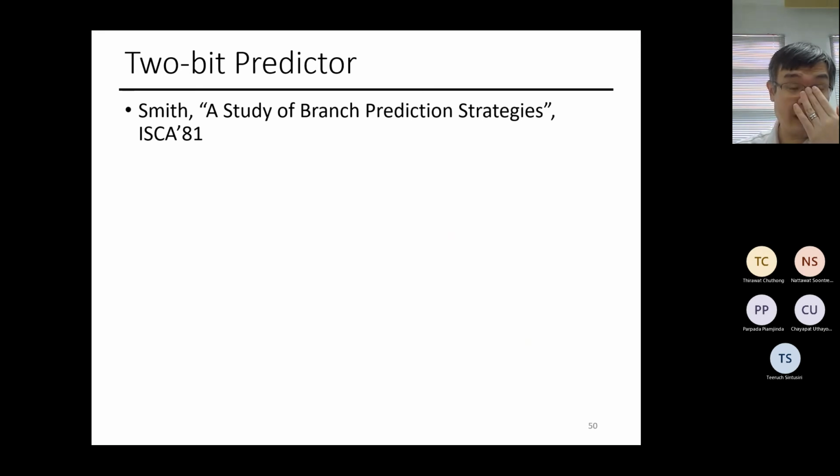This is a paper introduced in ISCA 1981. ISCA is a top conference in computer architecture. The paper is called A Study of Branch Prediction Strategies.